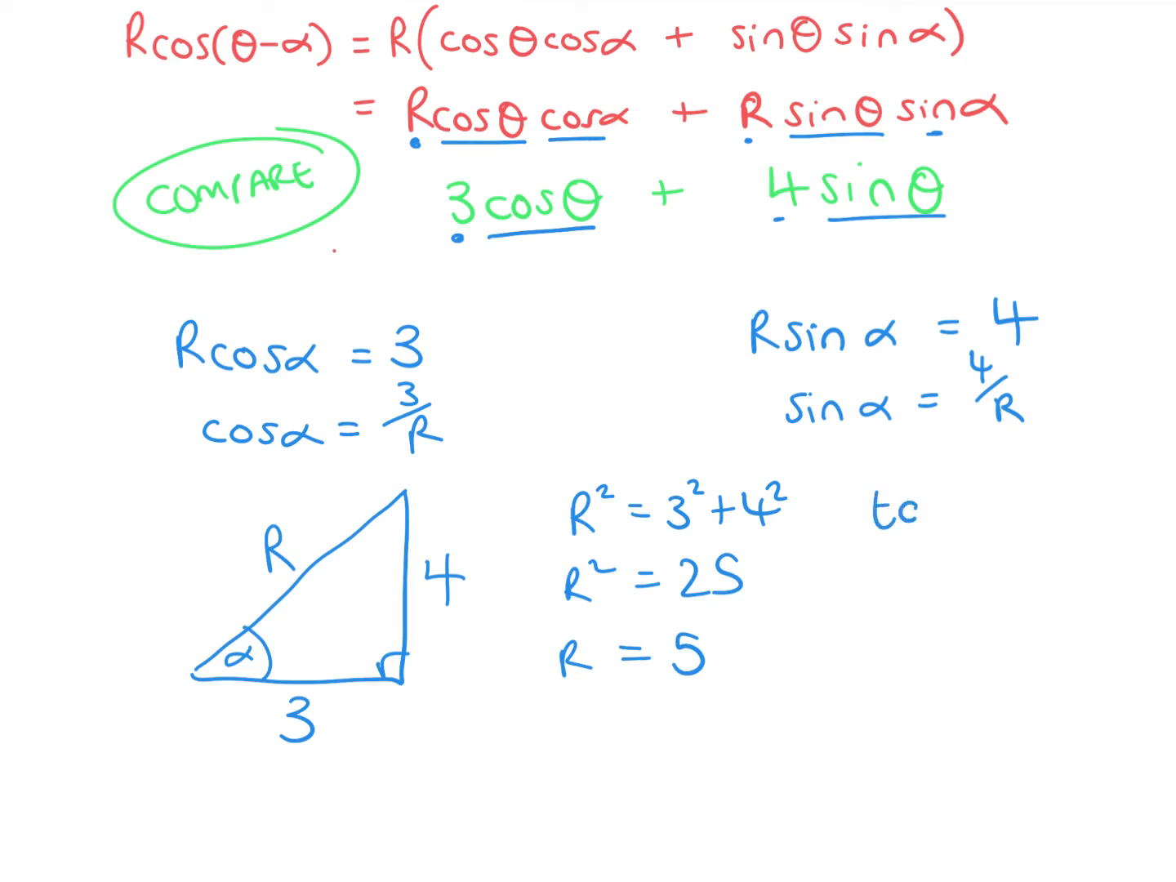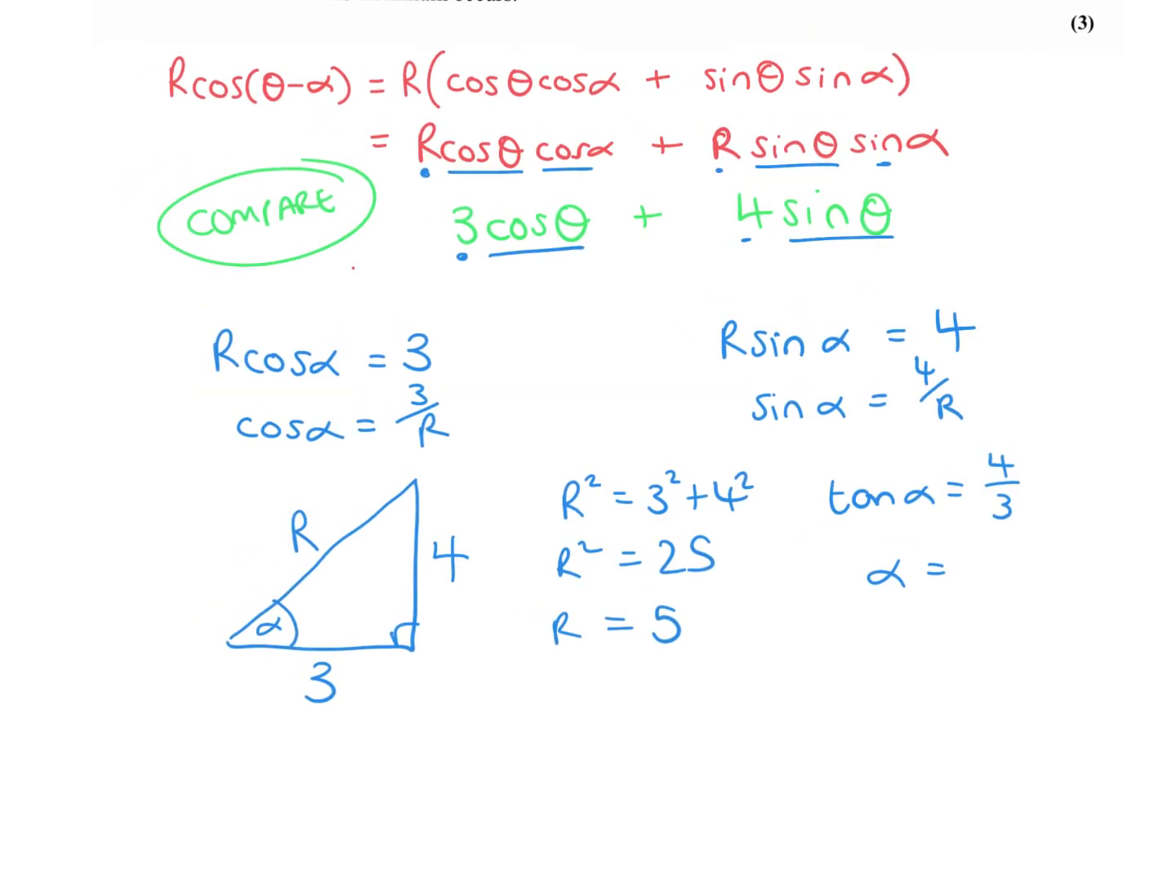And then you can do tan alpha equals opposite over adjacent, and the inverse tan of that will give you the angle. They've asked for it in degrees, so you need to work out that angle in degrees.